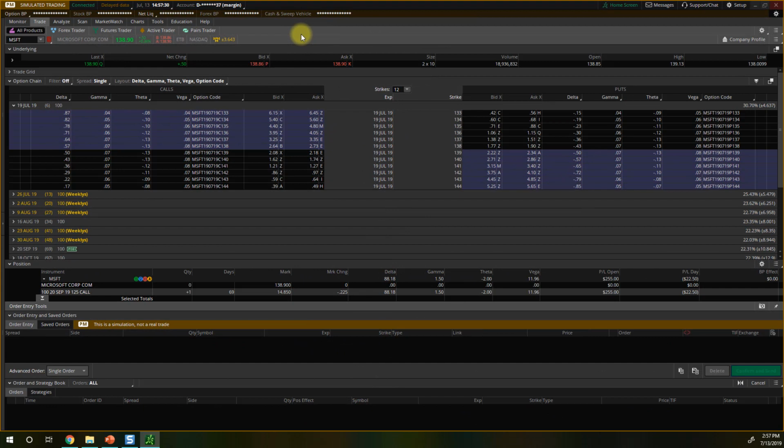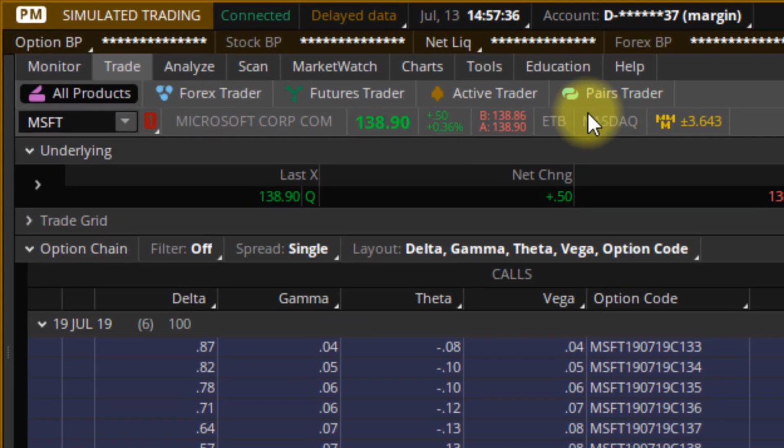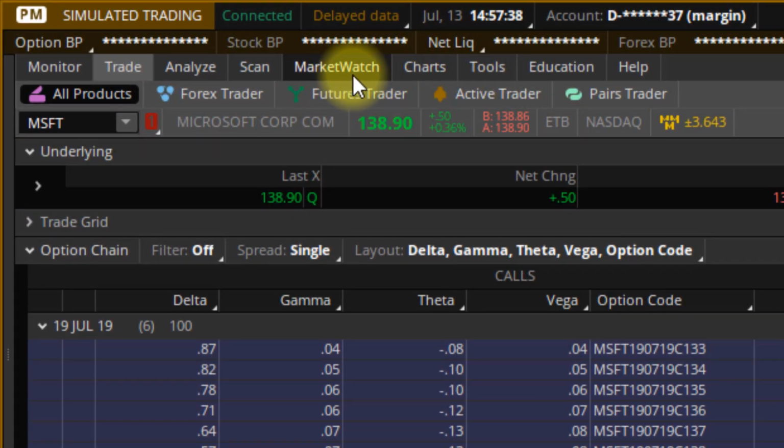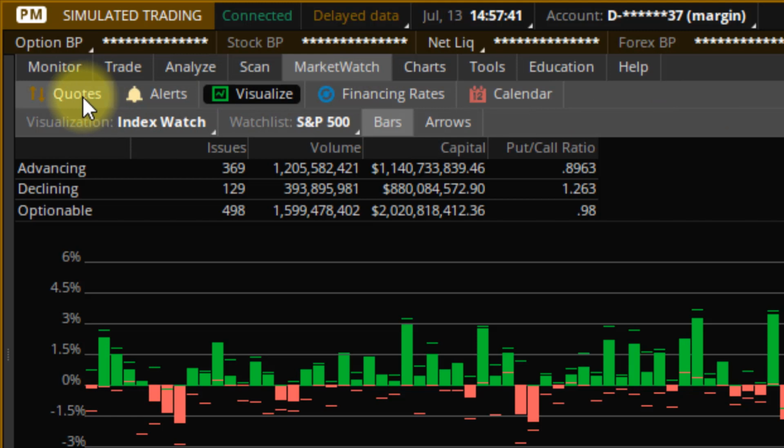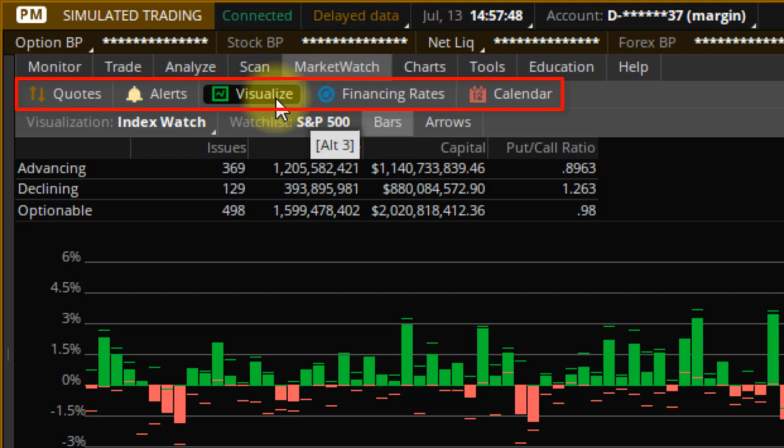When you're inside the Thinkorswim platform, you're going to get to the Index Watch in exactly the same way you will for the heat maps. You're going to click on this tab up here that says Market Watch, and down below you're going to see a set of what Thinkorswim calls subtabs. These right here, and you want to make sure you choose Visualize.